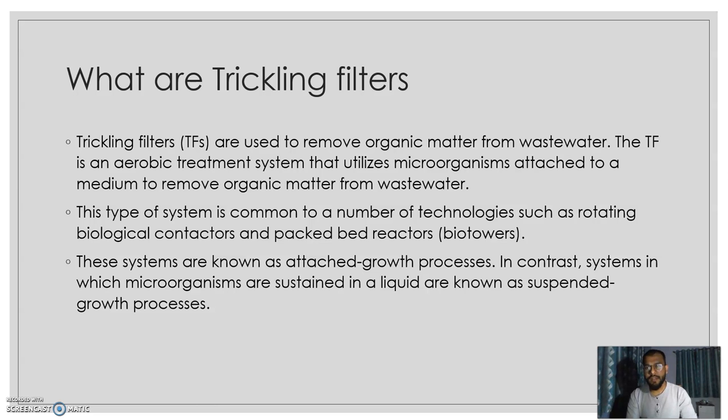So, what are trickling filters? Trickling filters, or TFs, are used to remove organic matter from wastewater. The TF is an aerobic treatment system that utilizes microorganisms attached to a medium to remove organic matter from wastewater. This type of system is common to a number of technologies such as rotating biological contactors or packed bed reactors such as biotowers. These systems are known as attached growth processes. In contrast, systems in which microorganisms are sustained in a liquid are known as suspended growth processes.